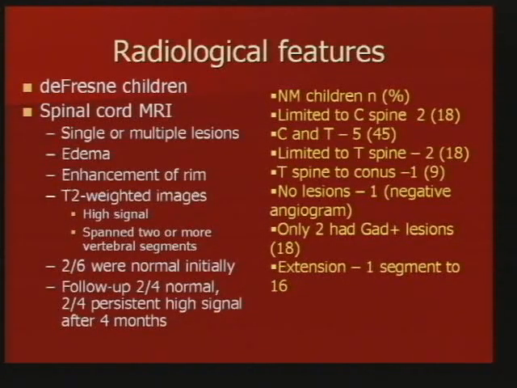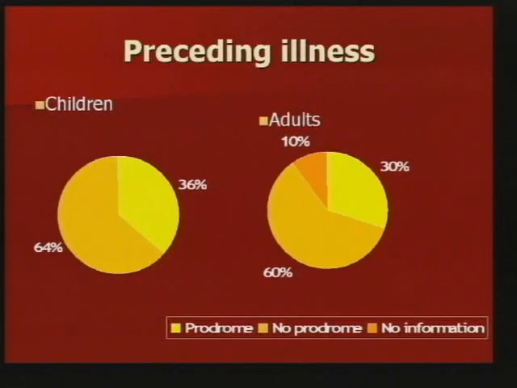Let's see. Preceding illness, we had 64% of children who did not have a prodrome. I'm going to try that one. That center button is a laser, and there's your advance. Oh, okay. All right, so 64% of children did not have a prodrome, and 60% of adults did not have a prodrome. That means they didn't have that viral illness.